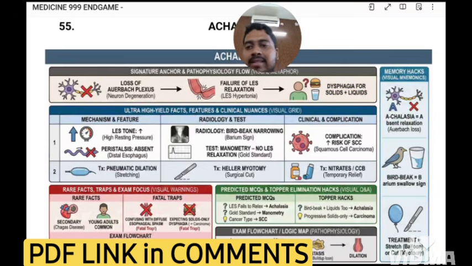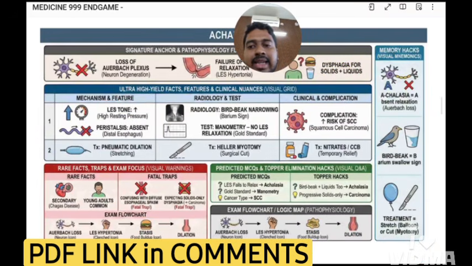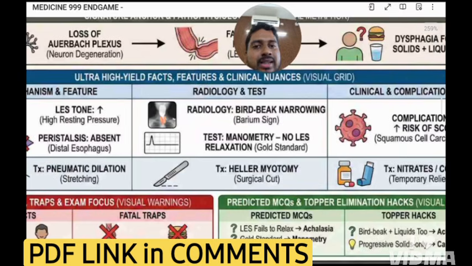Okay, so what is the mechanism? Lower esophageal sphincter tone is increased and there is high resting pressure, and peristalsis is absent because in the distal esophagus there is no movement happening, and in the proximal esophagus there is increased tone. Next, in radiology, you'll see a bird beak appearance, because there is narrowing here, there is no dilatation. That tone is actually increased, as a result of which there is no dilatation happening, and dysphagia occurs because of that. On manometry, you won't get lower esophageal sphincter relaxation. So this sphincter doesn't relax.